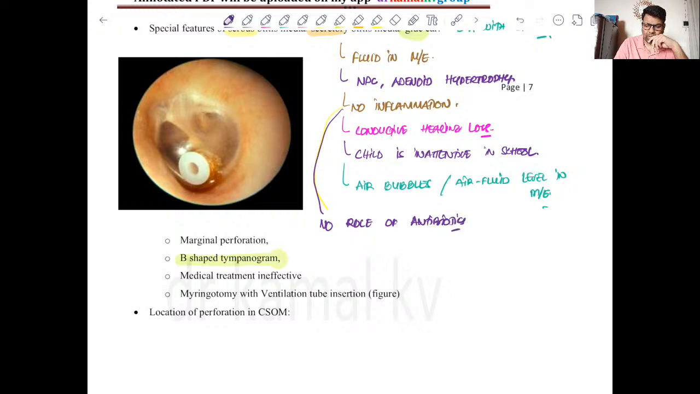Now what we need to do? We need to give an incision, that is myringotomy, and we need to put a grommet or a ventilation tube. Clear? So this is the treatment for serous otitis media.